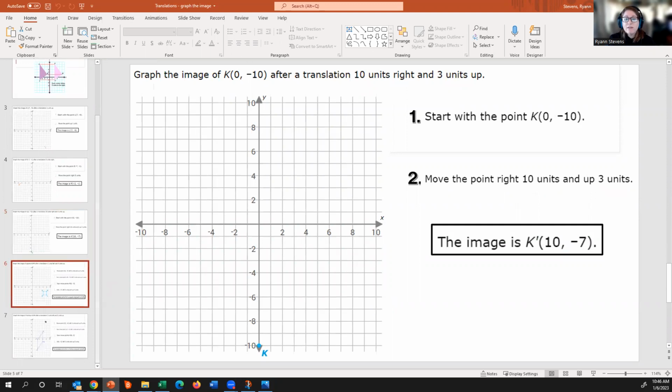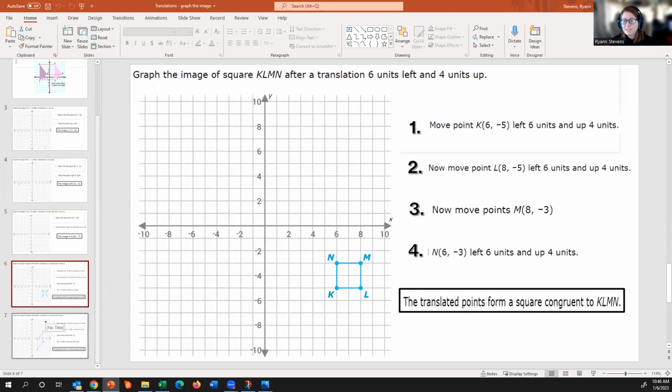What happens though when we have an entire shape that we're working with? In this case, we have this square KLMN, and we want to graph the image. But in this case, we actually have 2 sets of instructions: 6 units to the left and 4 units up. And so what we need to do is take each one of these points, one at a time, and follow the instructions one at a time. So we're going to start with K here. We need to move this left 6 units and then up 4.